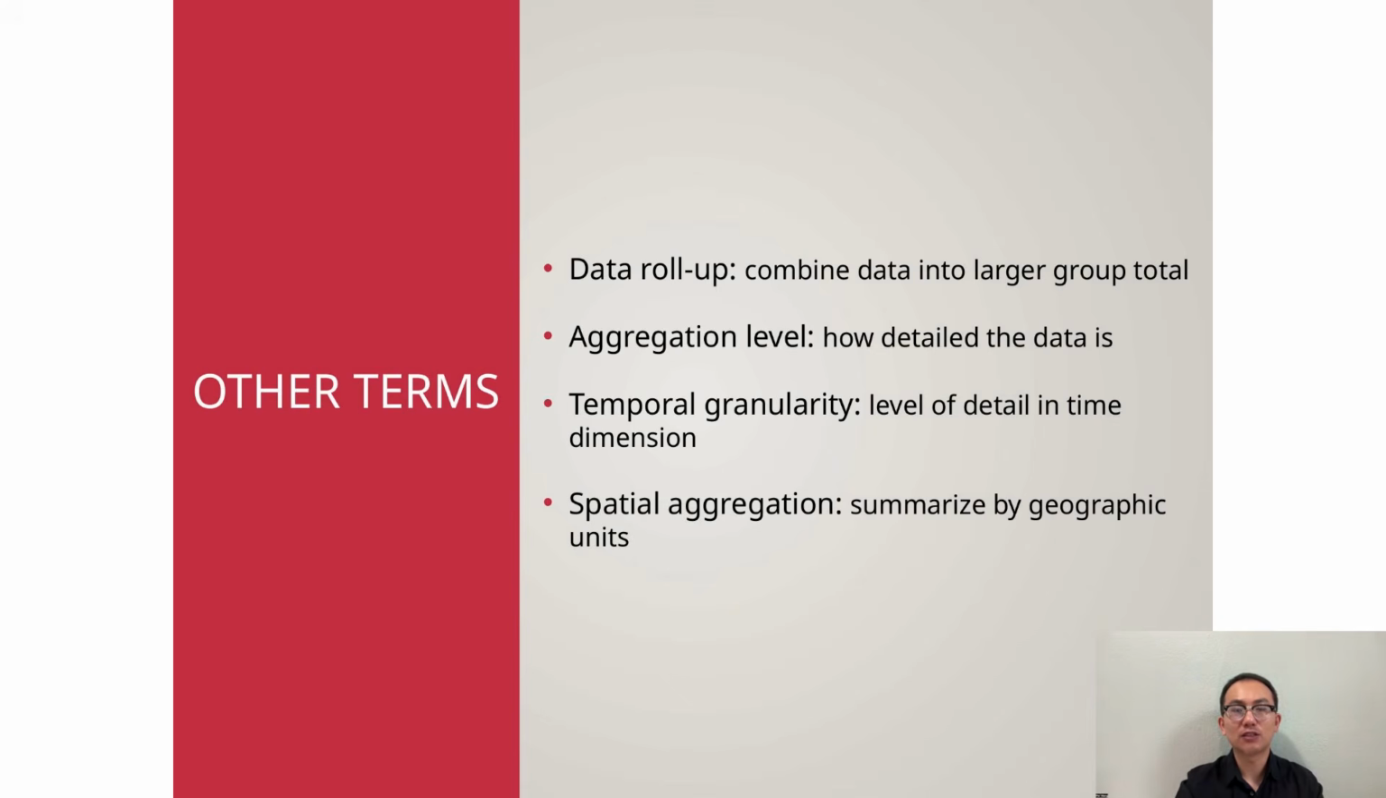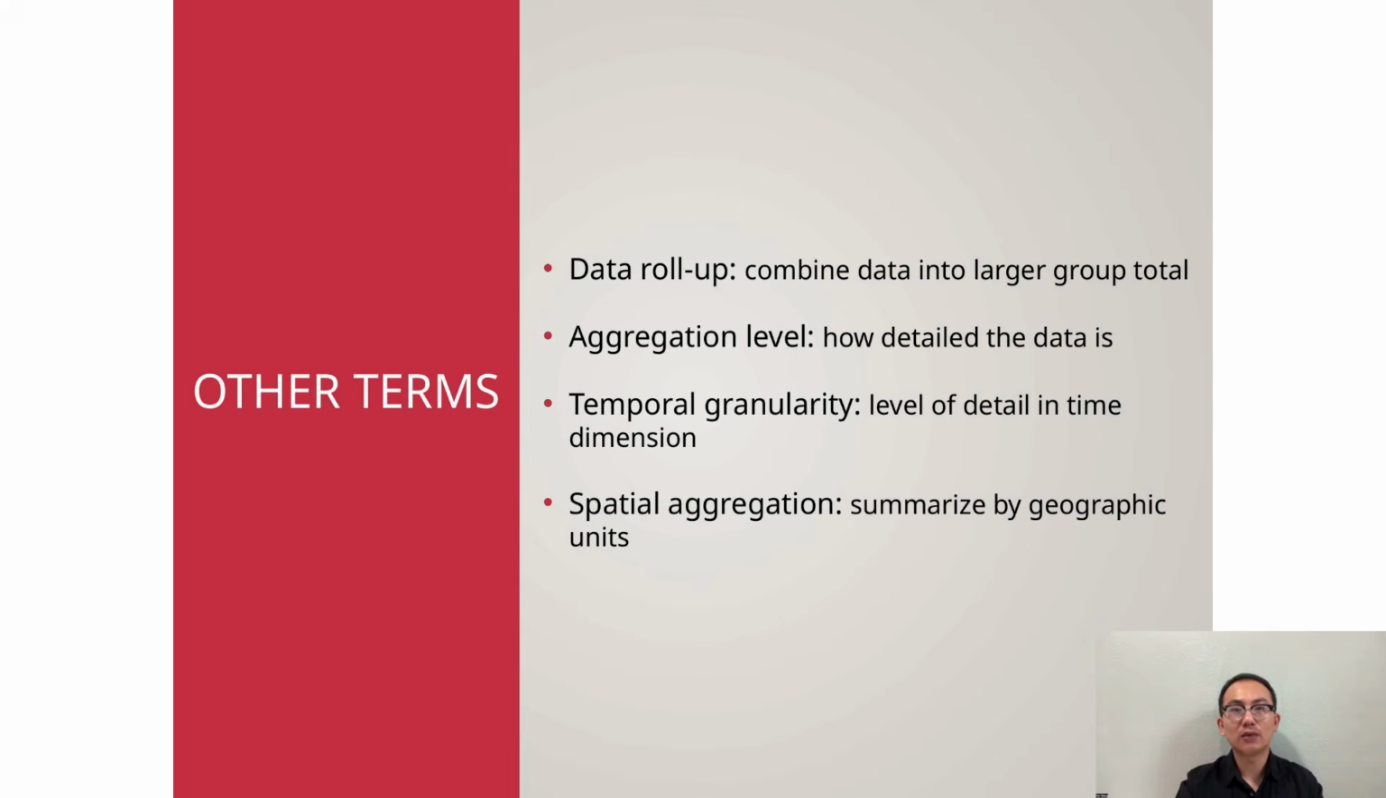Then we have aggregation level, which refers to how detailed or summarized your data is. A higher aggregation level means the data is more summarized, like yearly totals, while a lower level means more detail, like daily or hourly data. Another term is temporal granularity. This has to do with time. It's about how frequently your data is collected or reported. So if you're tracking data every minute, that's a very fine granularity. If it's weekly or monthly, that's coarser.